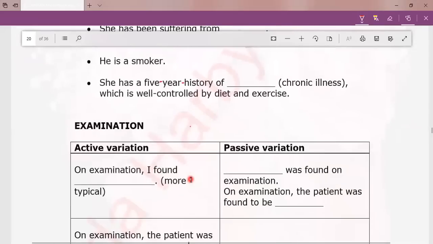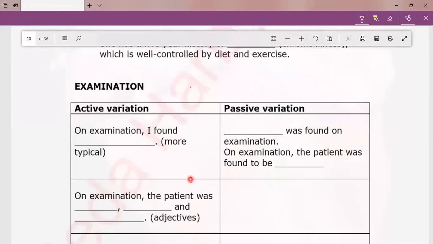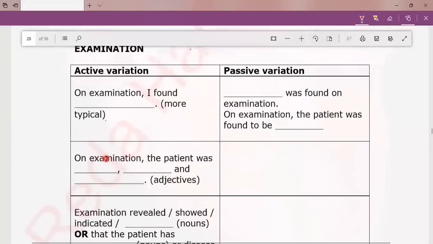What is more formal, active or passive? More formal is passive. She was commenced on, she was on for this disease. On examination, I found, not, this is not good. More passive, more formal. She was found on examination to be diabetic. Or she was found to have a problem. On examination, the patient was found to be very nice. Upon examination, the patient was like that. So it is more formal to be passive than active.